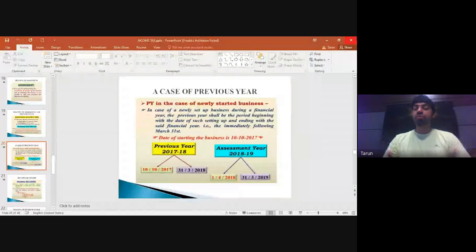So that's why my previous year begins from 2023 and ends on 31st March 2024. And my assessment year begins from 1st April 2024 and ends on 31st March 2025. Previous year and the assessment year.